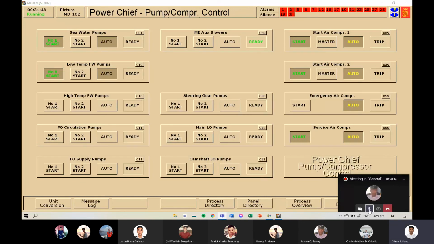And now, this is the end of the demonstration of our group: power generation from cold ship to diesel generator 1 and 2.